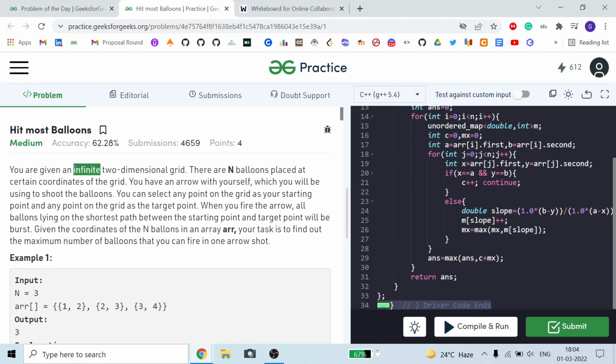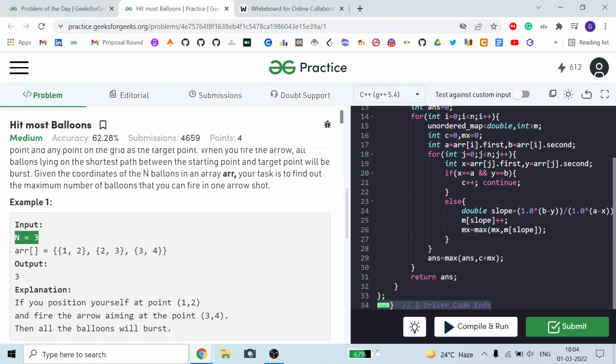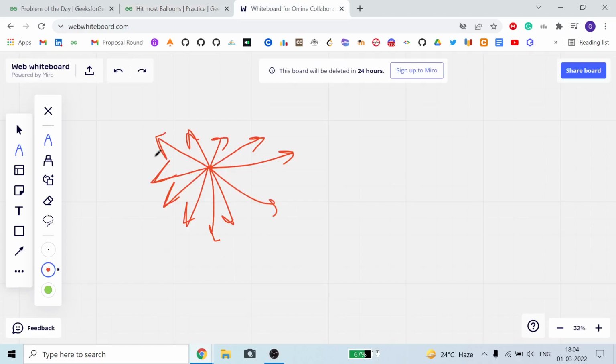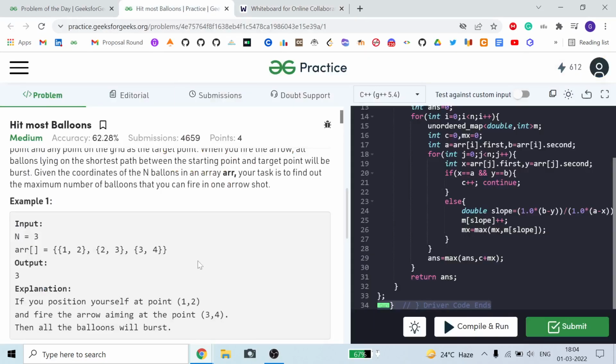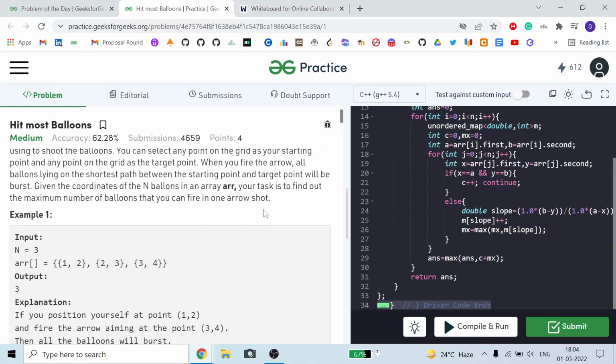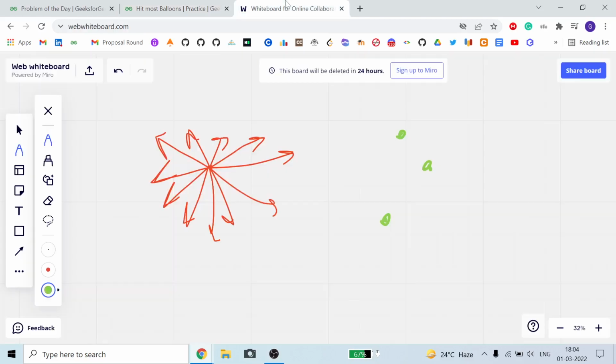It is an infinite grid, and there are n balloons here, n is equal to 3, and these are the coordinates of those n balloons in this infinite grid. Suppose one balloon is here, another balloon is here, and the third one is here. So in this problem we have to find out the maximum number of balloons we can fire in one arrow shot.